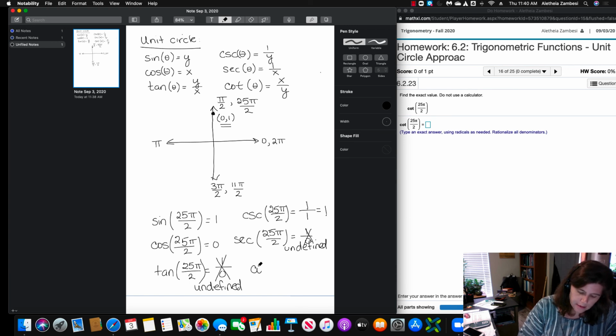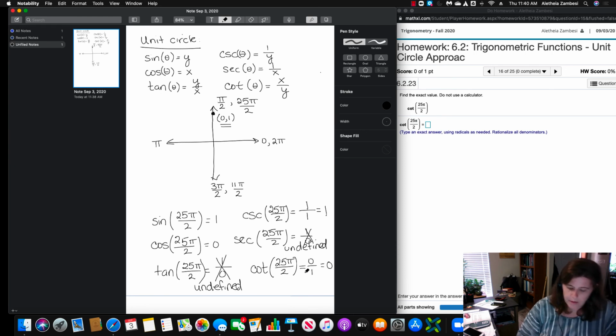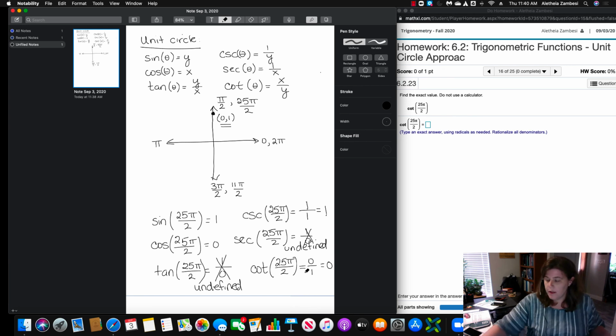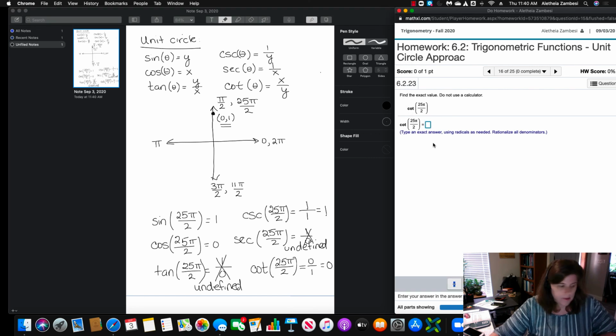And lastly, cotangent of 25 pi over 2. This is our x over y, so 0 over 1 gives me 0. So this is the reason why it works, and going through, what I want is 0 for this one, and we can check our solution.